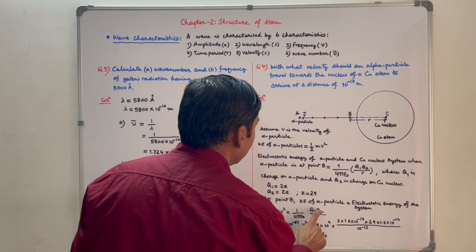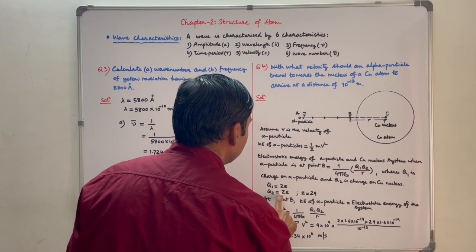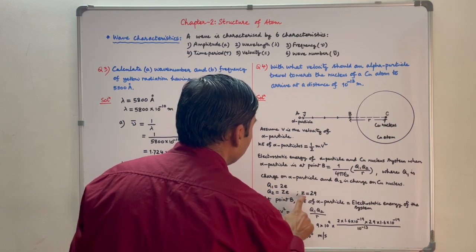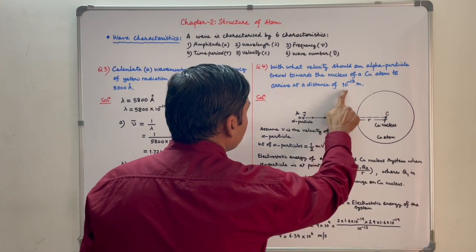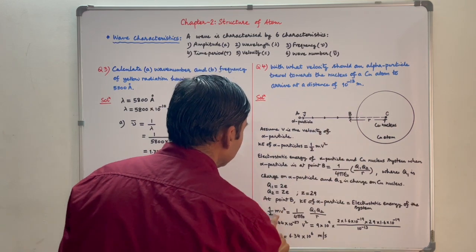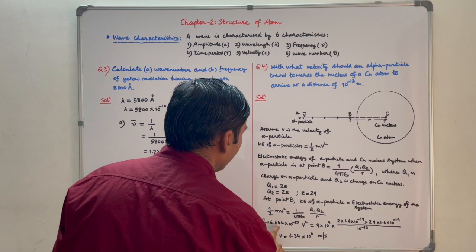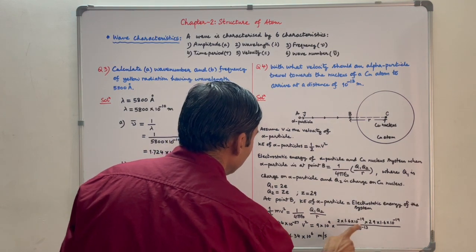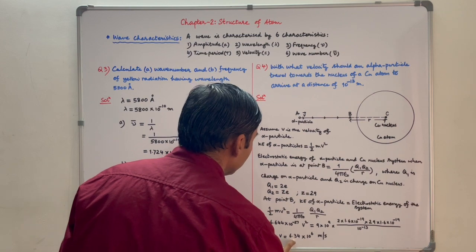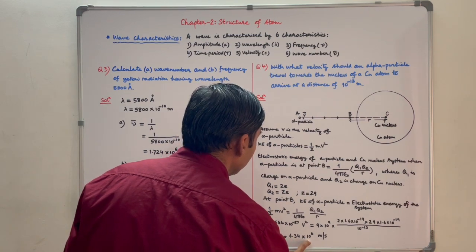Q2 is the charge on the copper nucleus, that is plus Ze. Z is the atomic number of copper, that is 29. r is given as 10 to power minus 13 meter. Mass of the alpha particle is 6.644 into 10 to power minus 27 kg. So after putting these values, v comes out to be 6.34 into 10 to power 6 meter per second.